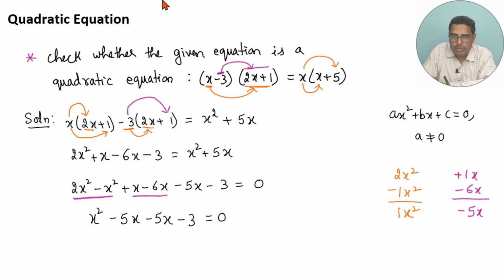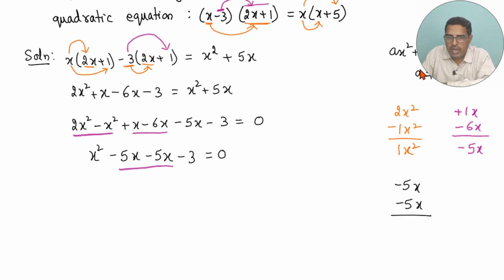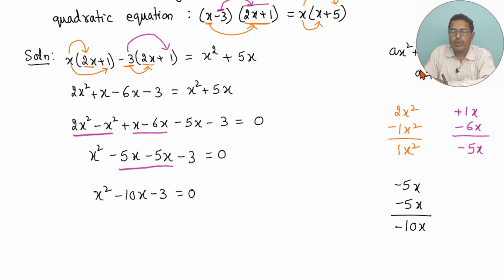Let us try to further simplify this, because this is the like term that you have: −5x − 5x. So −5 minus 5 will be −10, and this x will be as it is. So it is −10x, right? Therefore we get x² − 10x, and this −3 will remain as it is, and that is equal to 0.